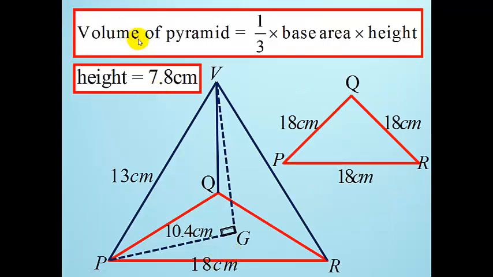Now the volume of the pyramid is 1/3 times the base area times the height. We just calculated the height and we had 7.8 centimeters. It means that our height is known. So if we know our base area, we can now find the volume of the pyramid. How do we find the area of the base? We have to consider the base, and the base is the equilateral triangle PQR with the side 18 centimeters. So let's look at how best we can find the area of the equilateral triangle, that is the base of the pyramid.